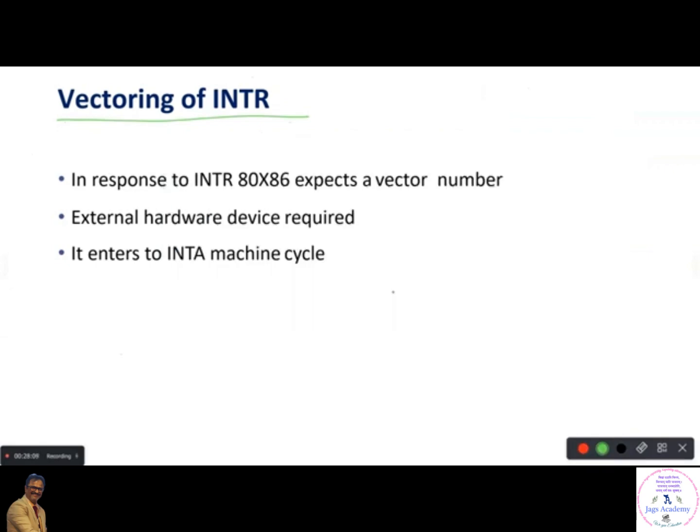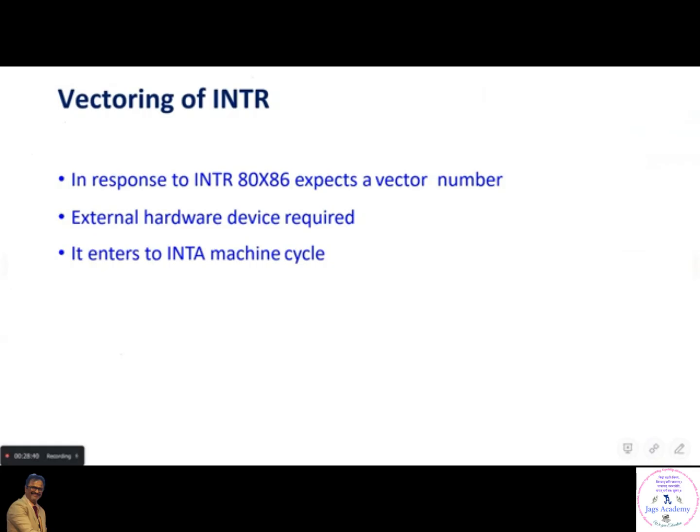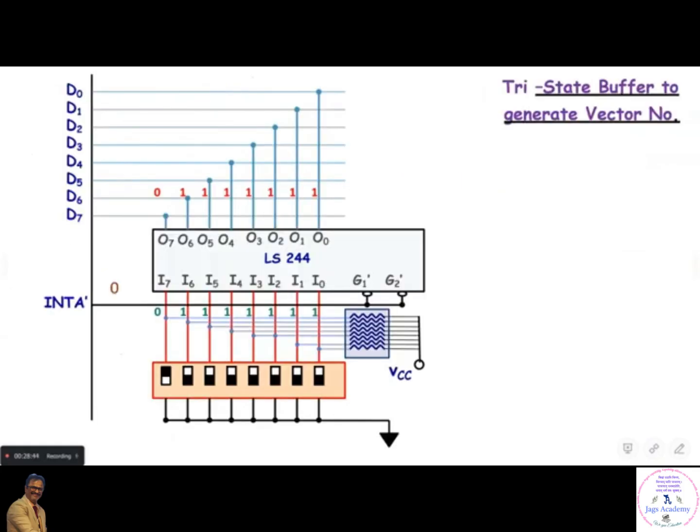Okay, how does it generate a vector number? Next. See here. Can you see the circuit? What is this 74LS244? You already used it. What is this?